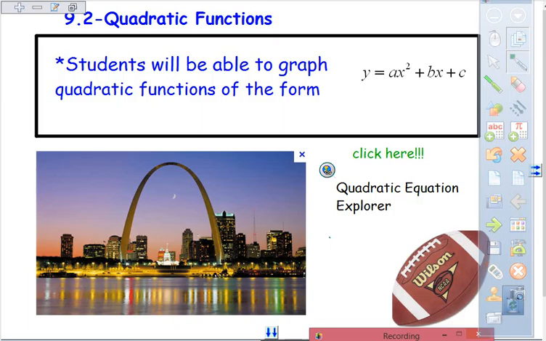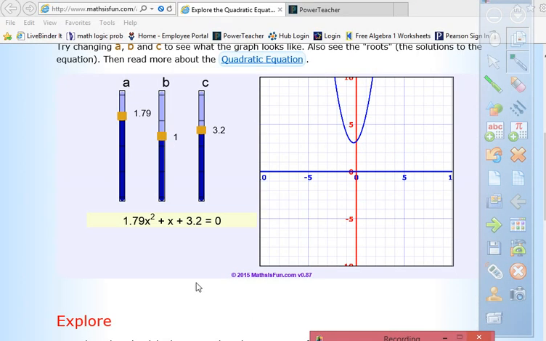Lesson 9-2, quadratic functions. Our goal today is to be able to graph quadratic functions of the form ax squared plus bx plus c. Here's an example of an applet that demonstrates quadratic functions. So right now our a coefficient is 1.79, our b is 1, and our c is 3.2. So notice our vertex is up at 3.2.